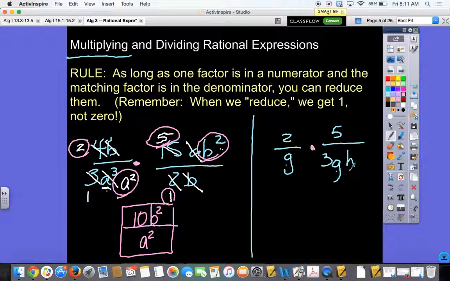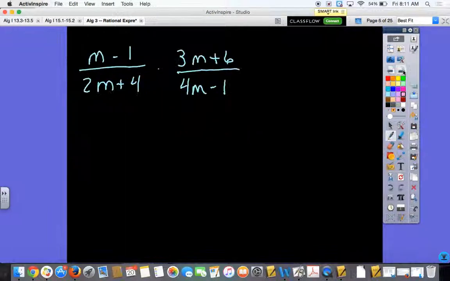Look at your numbers. 3 doesn't match with any factors. 2 and 5 are prime. Do you see that nothing reduces here? It's a little odd, but I don't want you to think that everything always has something to reduce. This one, you're just stuck with everything. So 2 times 5 is 10. And whenever you put the stuff in the bottoms together, you've got the 3, you have g squared, and h. Nothing reduced. Okay. Sometimes it's just good to look at the ones that are different.